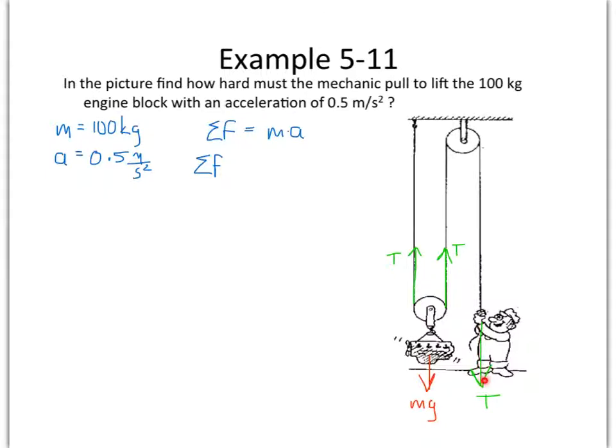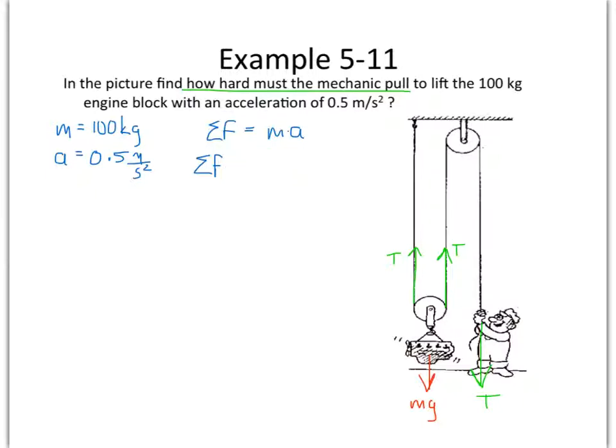So what we can say about a statement about the net force on the block is that the net force is going to be equal to 2T. And by the way, T is that force. How hard must the mechanic pull? That is that force that he has to create, that tension. That wasn't a very good 2, was it?